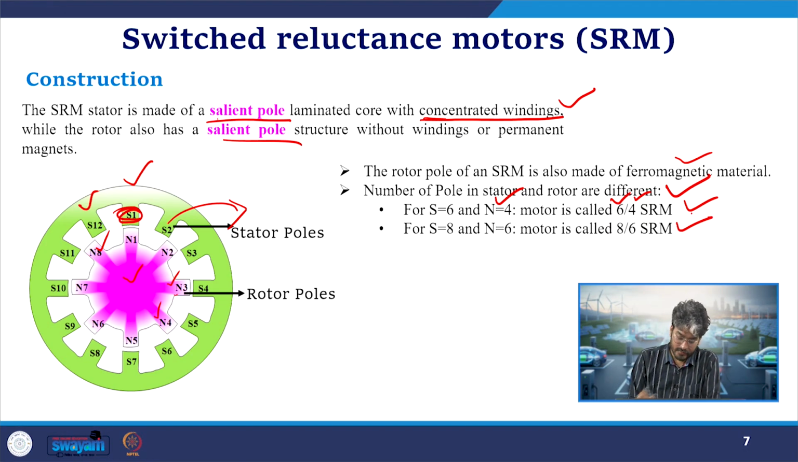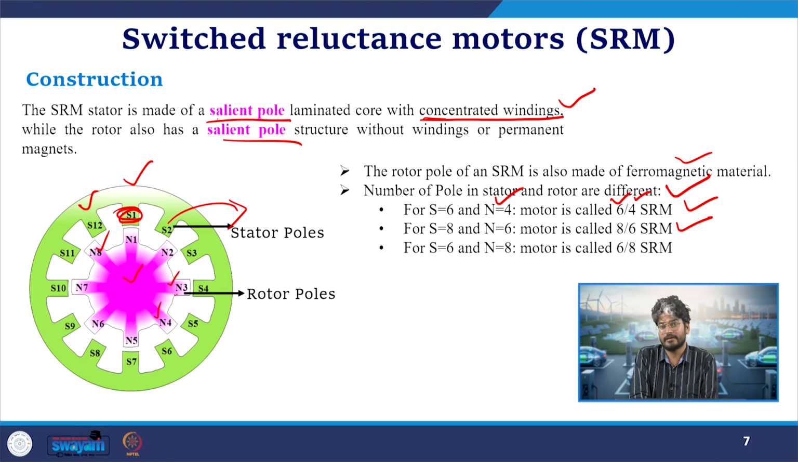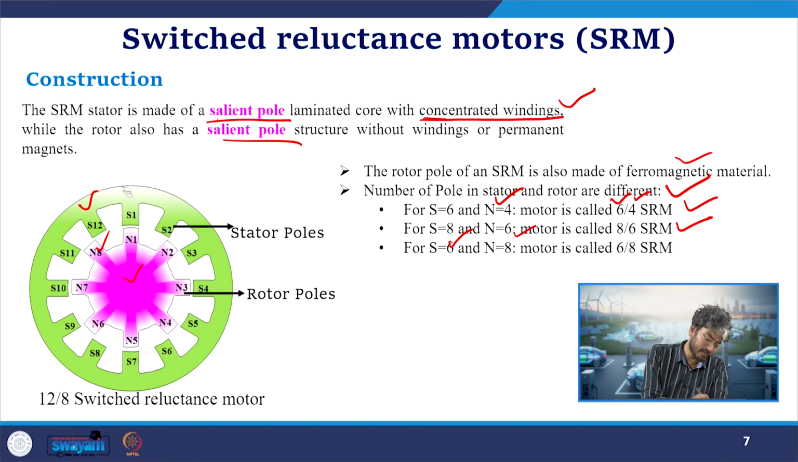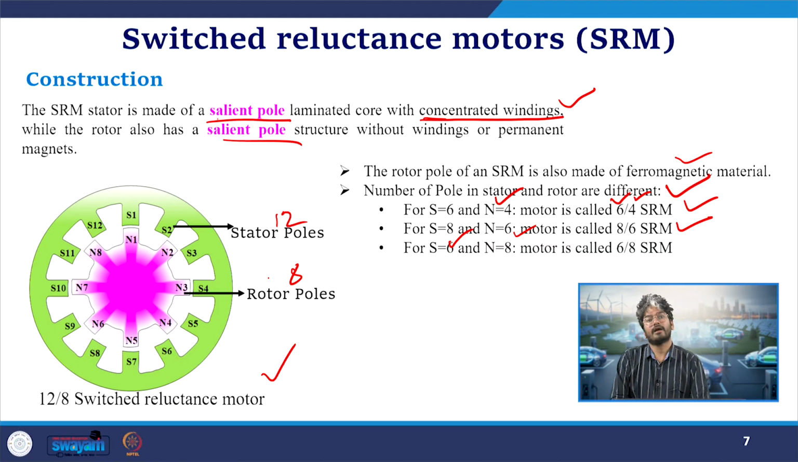Similarly, as a second example, if I have 8 poles on the stator side and 6 poles on the rotor side, I call that an 8 by 6 SRM. Similarly, a 6 by 8 SRM will have 6 poles on the stator side and 8 poles on the rotor side. Now, the example we were considering to see the basic structure of our SRM is a 12 by 8. So if you see, we have 12 stator poles and 8 rotor poles. If you count N1 to N8 and S1 to S12, it is called a 12 by 8 SRM.